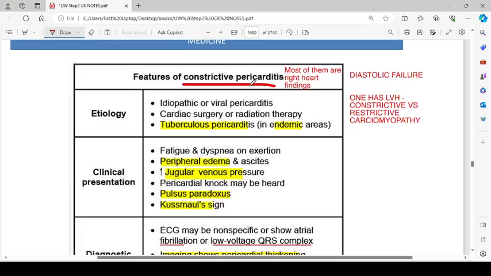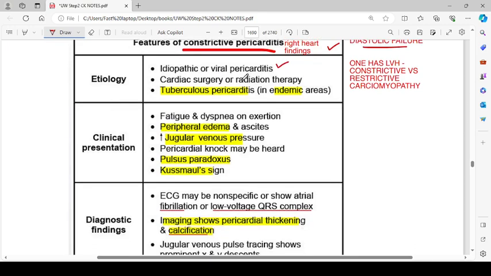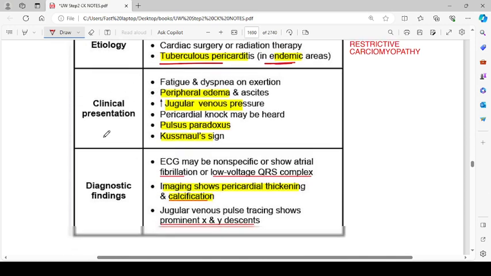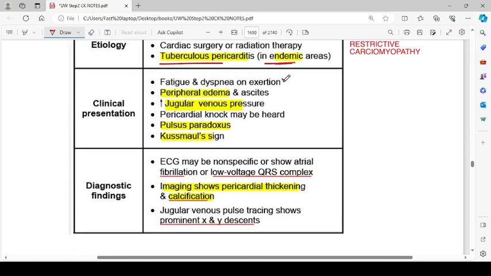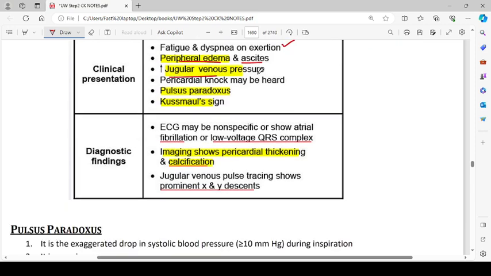Features of constrictive pericarditis, most of them are right-sided heart findings. There will be diastolic failure. So etiology is idiopathic or viral pericarditis, cardiac surgery or radiation therapy, tuberculous pericarditis in the endemic areas. The clinical presentation is fatigue and dyspnea on exertion, peripheral edema and ascites, increased jugular venous pressure, pericardial knock may be heard, pulsus paradoxus and Kussmaul's sign.